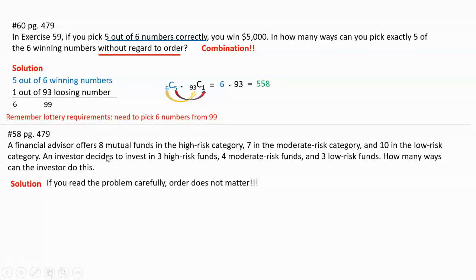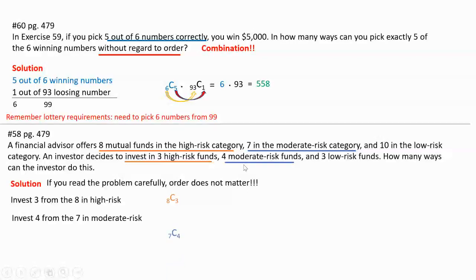Okay, let's find that solution. We have 8 mutual funds, right? And we're going to pick 3. So it's going to be 8 combination 3. Then we have 7 in the moderate risk category. So from 7, we're going to pick 4. So it'll be 7 combination 4. And lastly, from the low risk, there's 10. We want to pick 3, so it's going to be 10 combination 3.